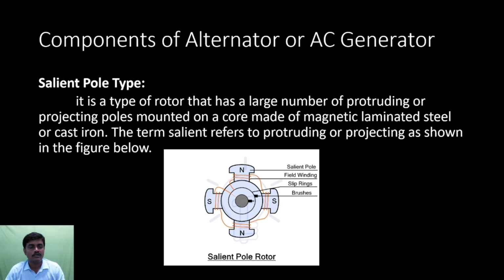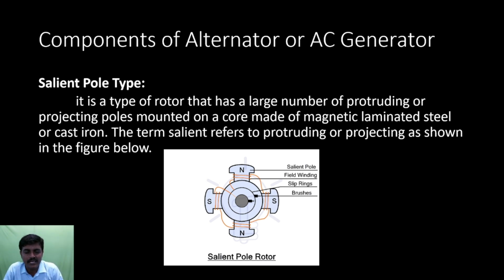Then in the components of the alternator or AC generator, we are having the salient pole type rotor. It is a type of rotor that has a large number of projecting poles mounted on the core, made up of magnetic laminated steel. So this rotor is made of laminated steel or cast iron.